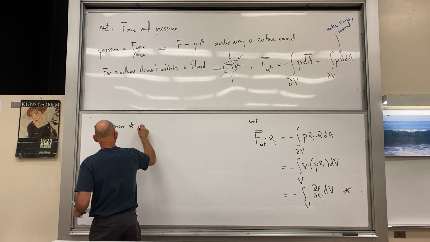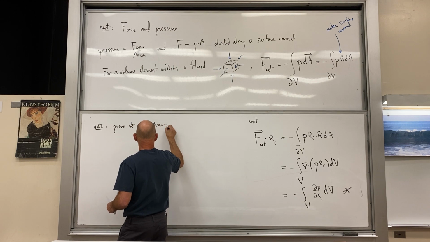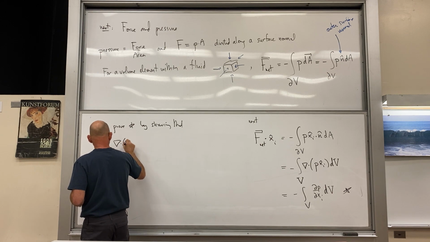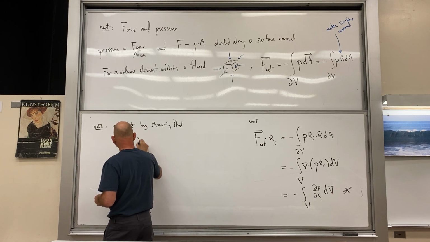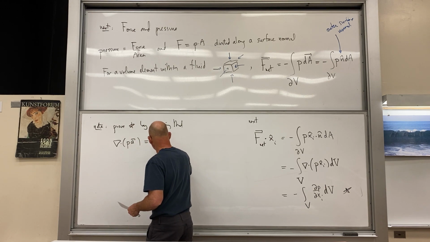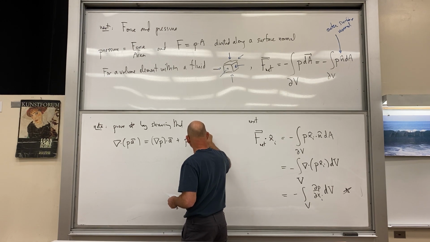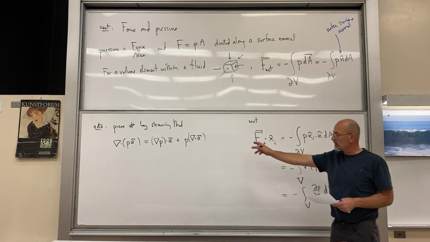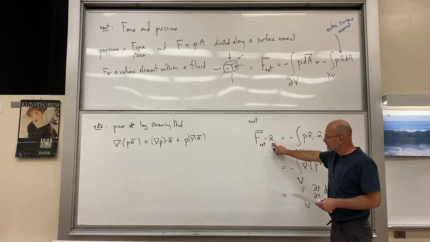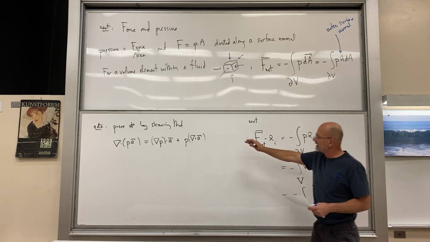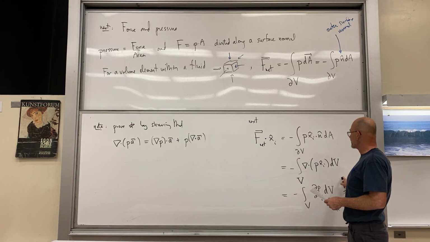Prove star by showing that the divergence of a scalar times a vector equals the gradient of the scalar dotted into the vector plus the scalar times the divergence of that vector. That's not hard to show at all. And in our case, this vector is a constant, which gives us this simple form. So if you just leave a few lines free, you can go ahead and take care of that. And then we'll have this relation.